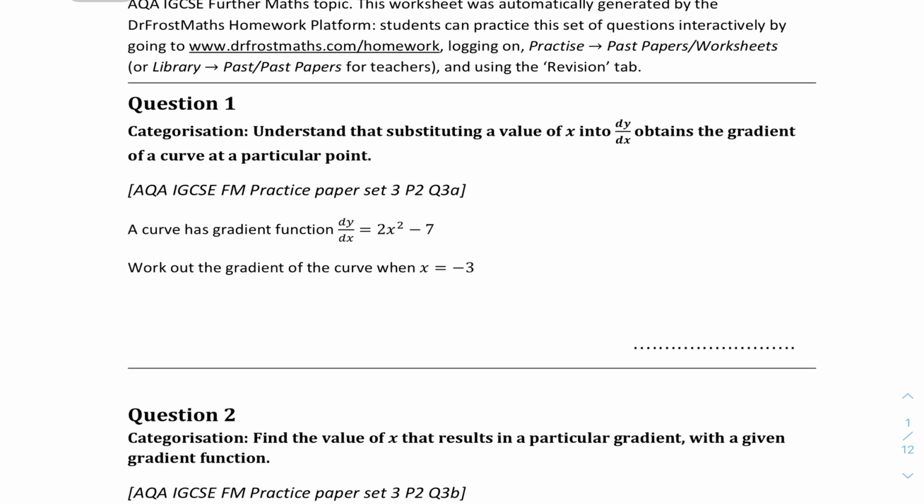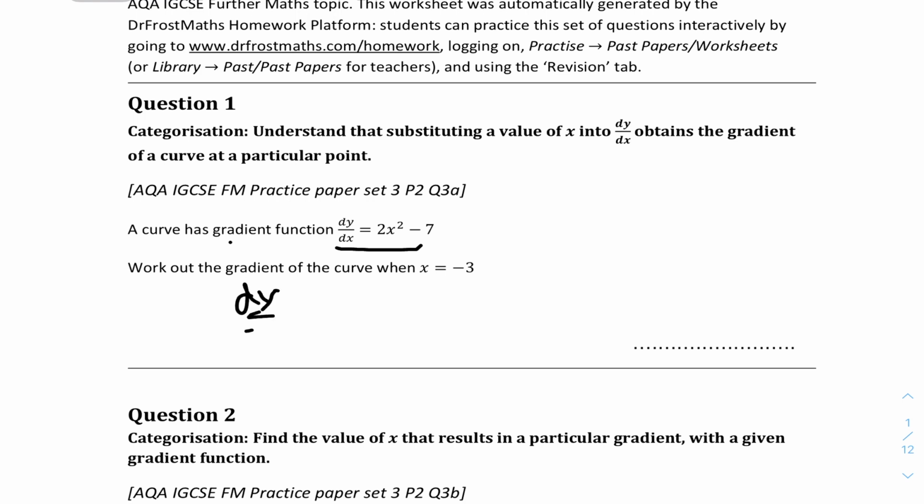And we'll move on to question 1. A curve has a gradient function of dy over dx equals 2x squared minus 7. Work out the gradient of the curve when x equals minus 3. So we already have the gradient function right here, so we just have to substitute x by minus 3.